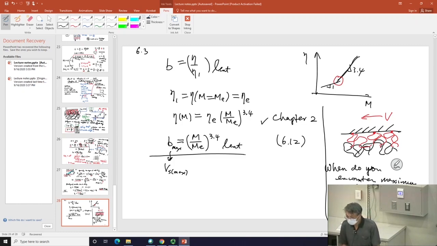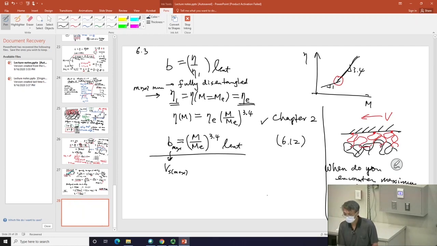But at least in the limit where you have maximum slip, I'm describing here on this line the maximum amount. The red and black chains are fully disentangled from each other. In that limit, I can claim that this eta 1 reaches eta E, which is a very specific number. It is related to the molecular weight of your polymer at ME.